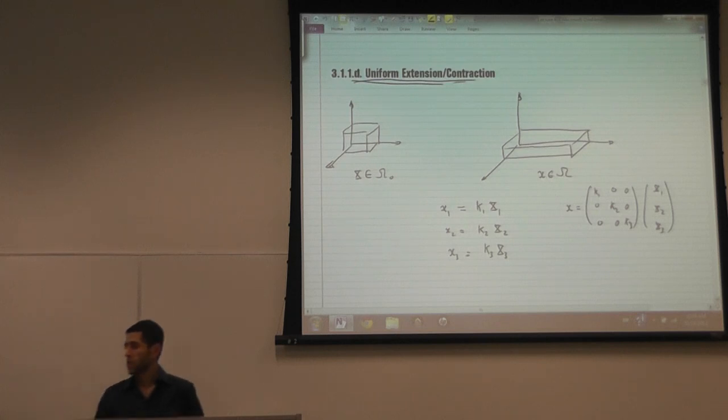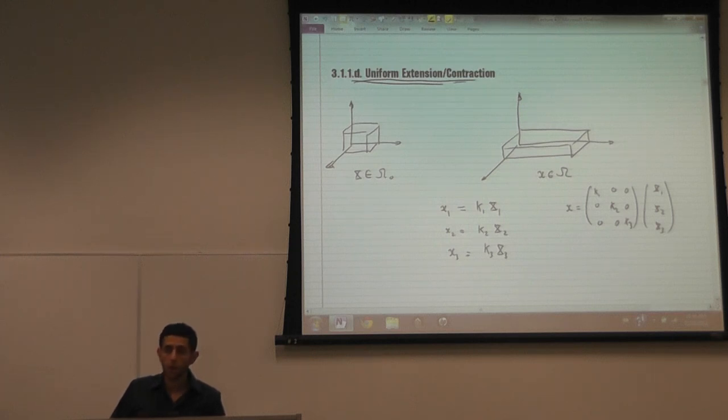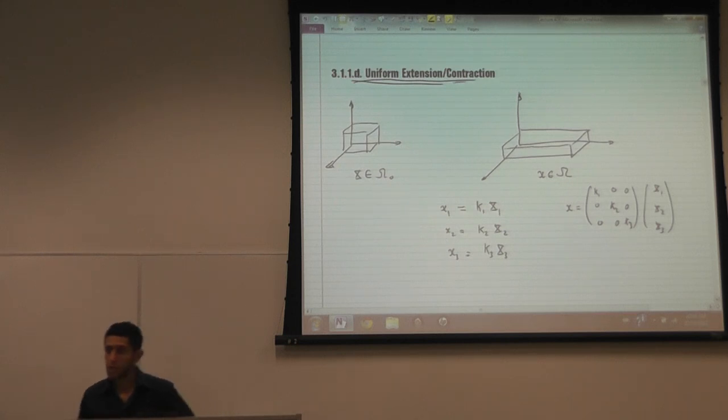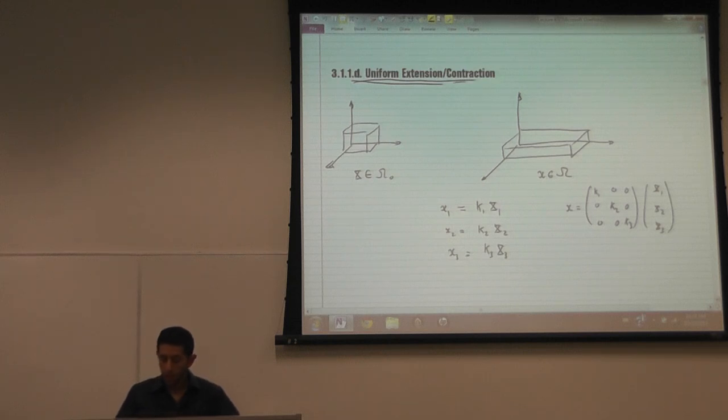If I assume that the orientation is preserved, then for K1, K2 and K3, if the object maintains the same position, K1 is equal to K2 is equal to K3 is equal to 1. If the object is compressed, K1 is less than 1 but greater than 0. If the object is extended, K1 will be greater than 1. The displacement is equal to x minus X. If I call this matrix M, this is (M minus I) multiplied by the vector X.